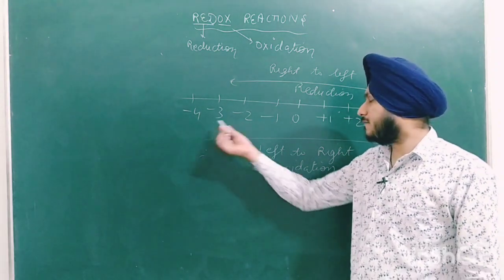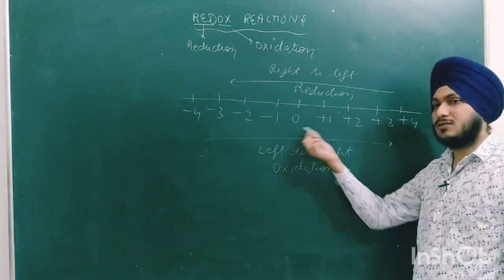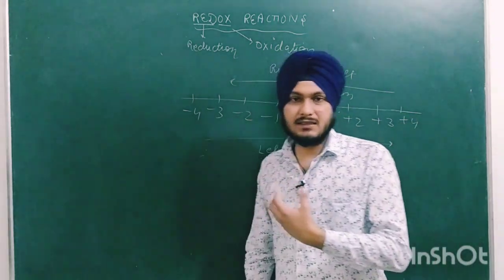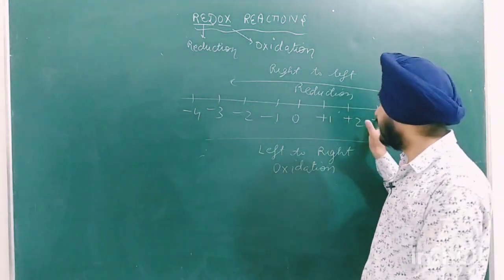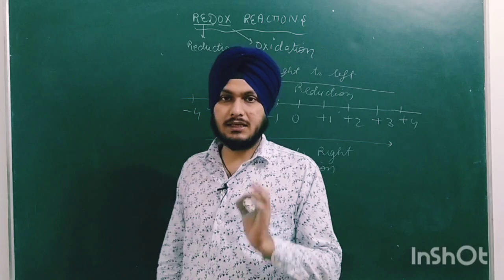Similarly, if the oxidation state changes from -1 to +1, then also oxidation takes place. So if we are going from left to right, then oxidation takes place, and if we are going from right to left, then always reduction takes place.